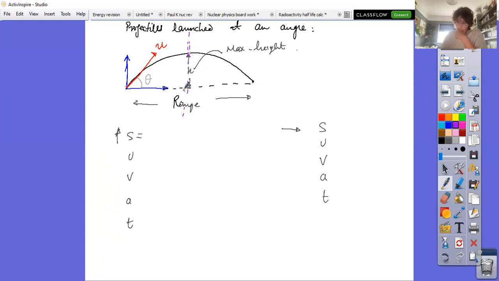Because anything that we do for this half, if we want to work it out, we can times it by 2, can't we? Yeah, for range and time and total time of flight and such. So just for now, we're going to say we're looking at h. So we're looking at when it is halfway.